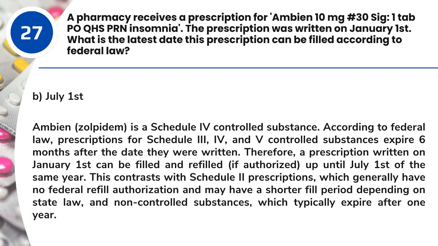July 1st. Ambien, zolpidem, is a Schedule IV controlled substance. According to federal law, prescriptions for Schedule III, IV, and V controlled substances expire 6 months after the date they were written. Therefore, a prescription written on January 1st can be filled and refilled, if authorized, up until July 1st of the same year. This contrasts with Schedule II prescriptions, which generally have no federal refill authorization and may have a shorter fill period depending on state law, and non-controlled substances, which typically expire after 1 year.